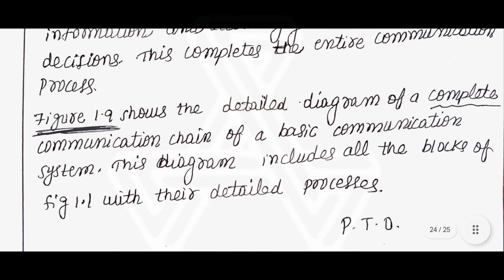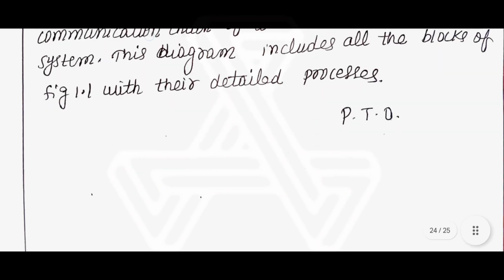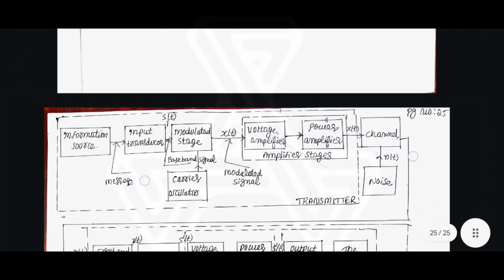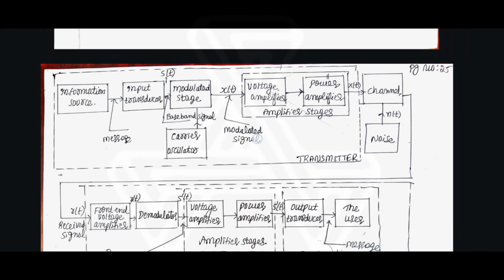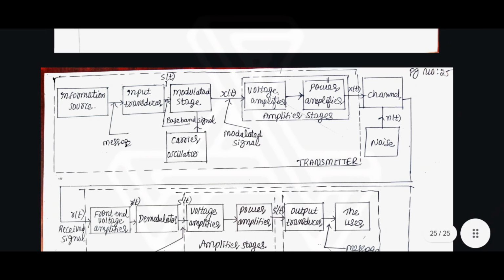Figure 1.9 shows the detailed diagram of the complete basic communication system. This diagram includes all the blocks with their detailed process. Here is the diagram. Information system: message, information source, message, input transducer, then we have carrier, oscillator, baseband signal, modulator stage, that is S(t), which should be the modulated signal X(t), then voltage amplifier, power amplifier, amplifier stage, transmitter, then the channel and the noise.